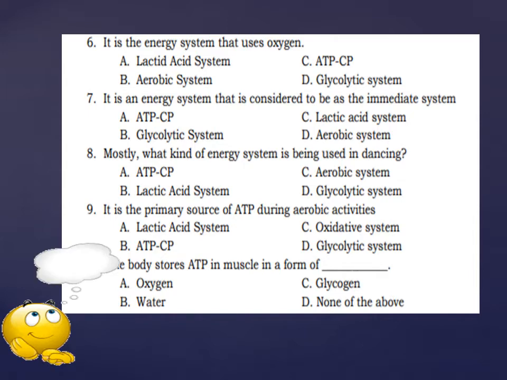10. Our last number. The body stores ATP in muscle in the form of blank. A. Oxygen. B. Water. C. Glycogen. Letter D. None of the above.